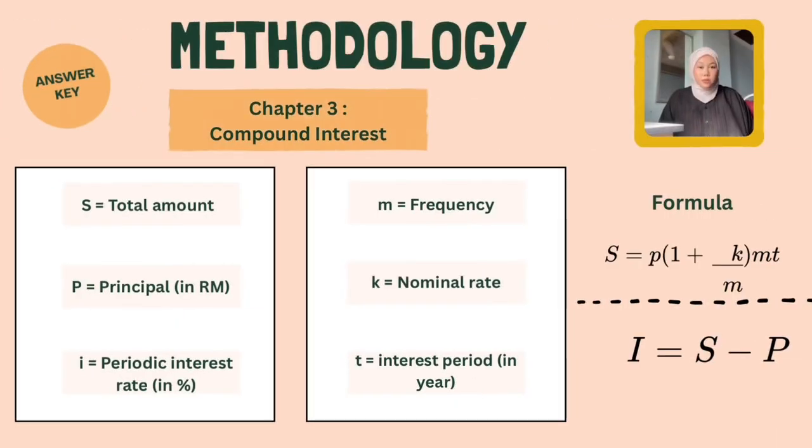Before we answer the question, of course, we need to know the formula in chapter 3. So, this is the formula. I know that you must be wondering, what do the initials stand for? How to use the formula? Okay, so S is for total amount, P is for principal in RM, principal is the original value, and I is the interest rate in percent, M is for frequency. What is frequency? Frequency is how many times the money has been compounded. K is for nominal rate, and last but not least is T. T is the interest period in years.